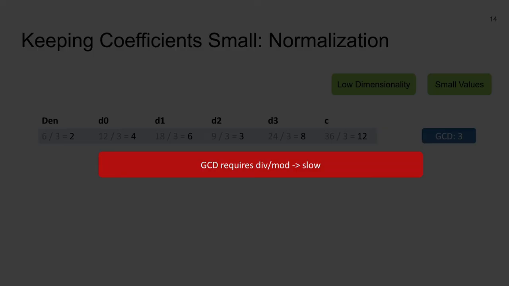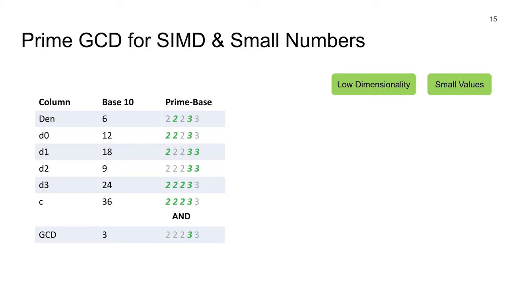Unfortunately, computing a GCD is slow. The classical approach would sequentially compute the GCD using expensive modulo and division operations. We now introduce what we call the prime GCD algorithm. An algorithm that is specialized for small coefficients and allows us to efficiently use fast parallel vector instructions.